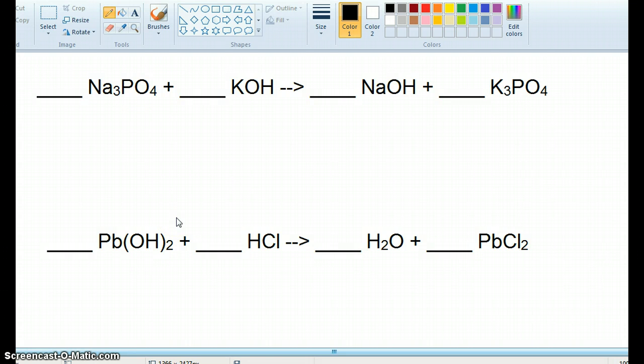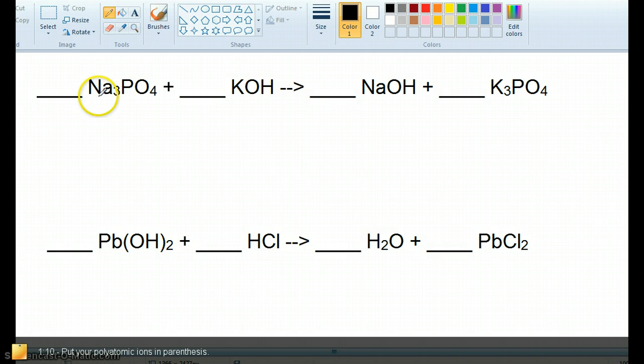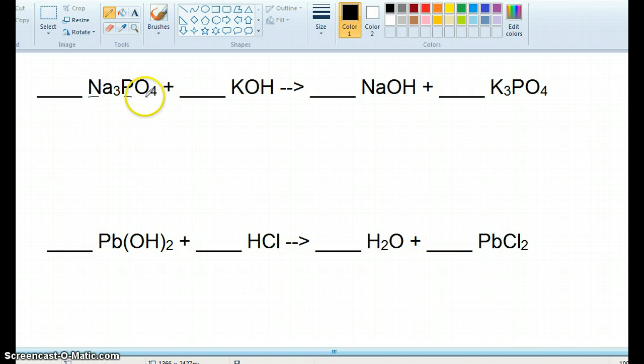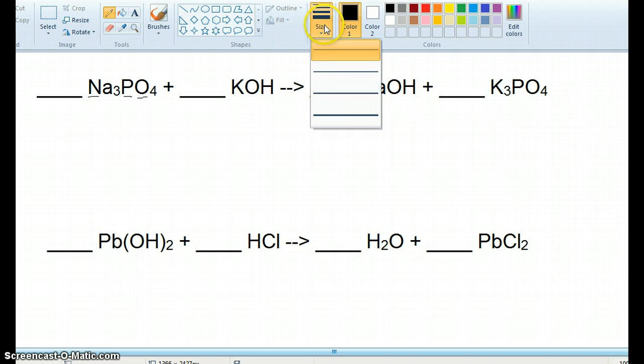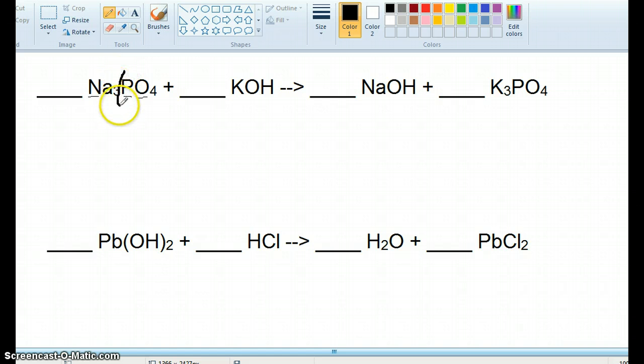Now, one of the things that I like to do first and foremost is look and see if there's any polyatomic ions. Now, the easiest way to spot polys is if there are 3 or more capital letters in a compound. So if you look at sodium phosphate, Na3PO4, there are 3 uppercase letters. So I know that there's at least one polyatomic ion in there, and it is phosphate.